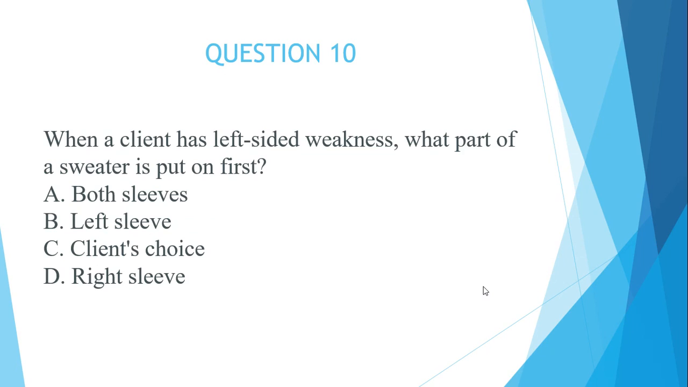Left side. Because that side is weak, when you start to put the sweater on from the left side, you'll be able to handle that weak arm very well and slide the sleeve in. Then the other side that is okay, the strong side, the person can help by either raising the hand up or putting it down to help you put the other hand in the sleeve. So we'll start from the weak side, which is the left sleeve, and the answer is B.